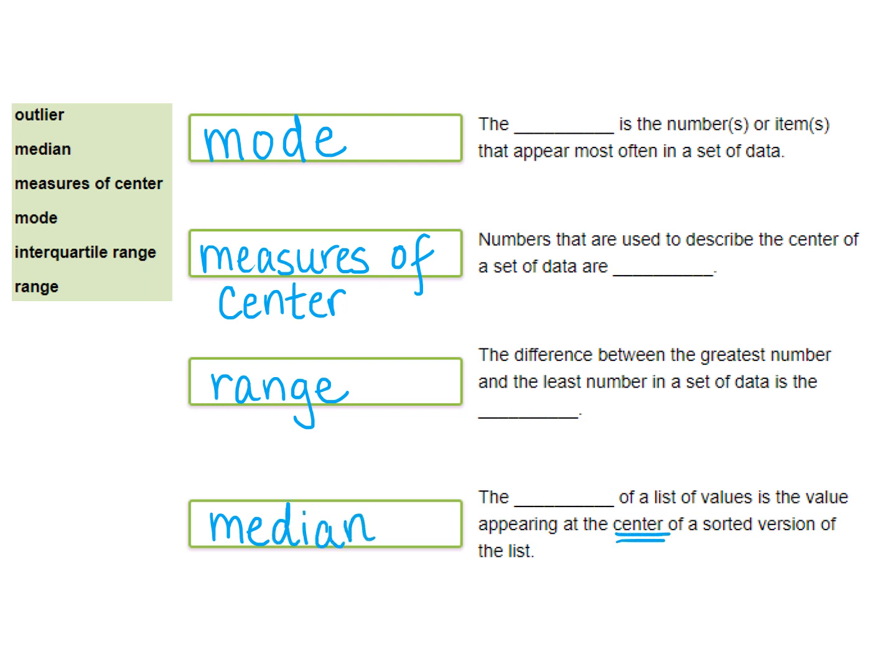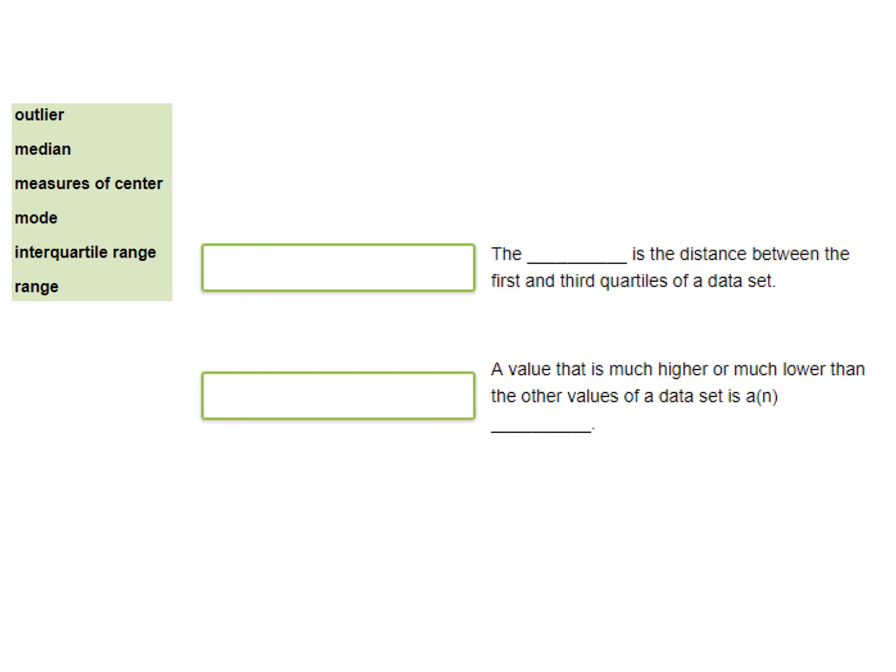Now, center is another word for middle. And notice I have an I here and an I here. The blank is the distance between the first and third quartiles of a data set, and that's interquartile range. A value that is much higher or much lower than the other values of a data set is an outlier.